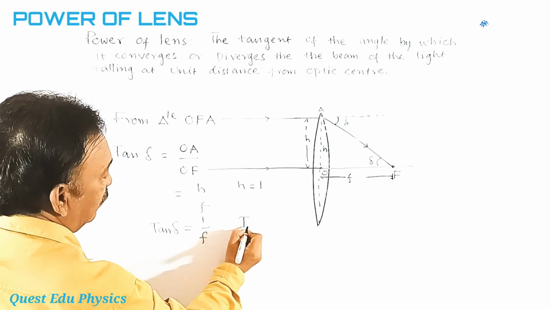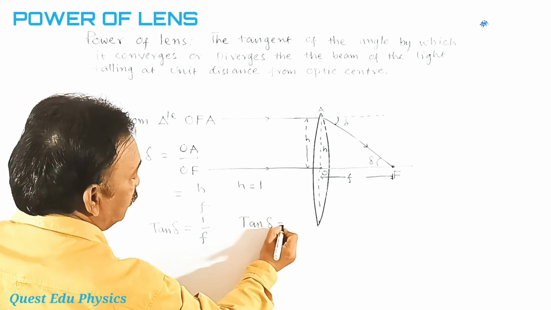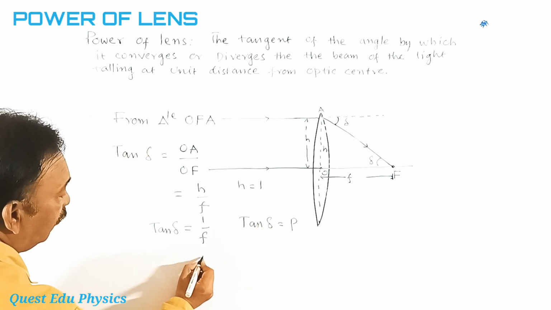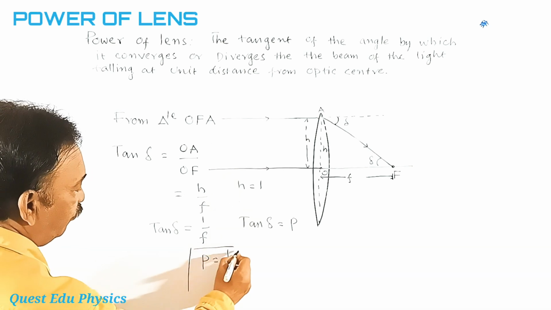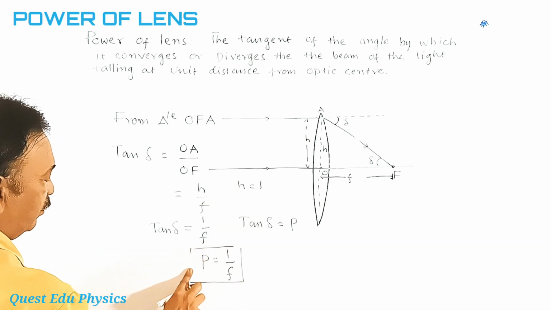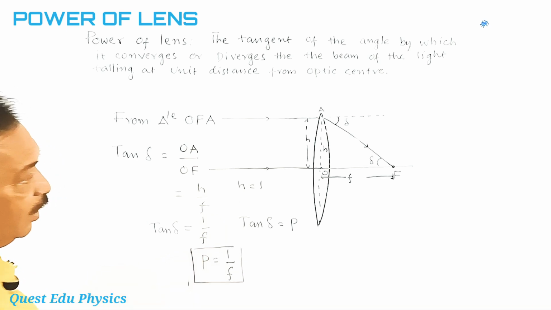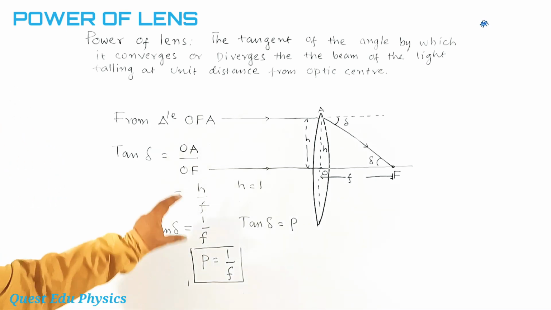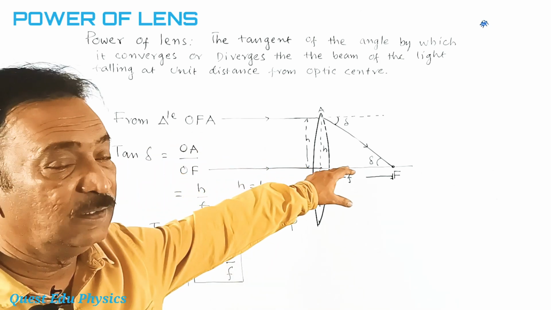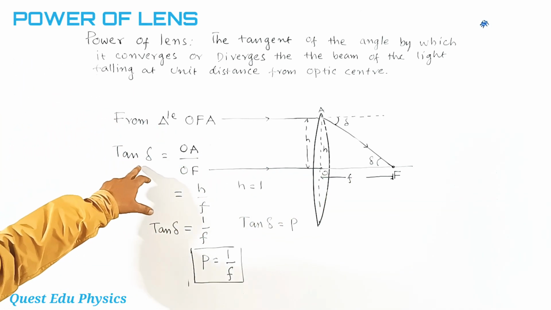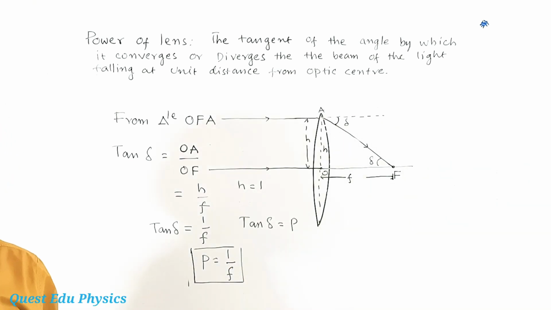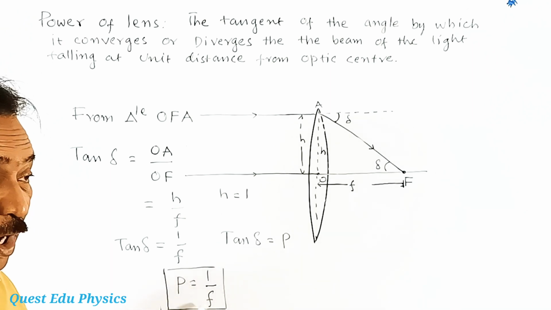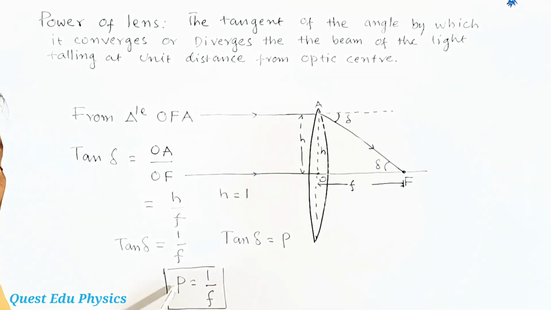And this tan delta is known as the power. The power is equal to 1 by f. It is the equation for the power of the lens, students. See this? We took a triangle here and we wrote the tangent value and finally we got power is equal to 1 by f, students. Power is the reciprocal of the focal length.